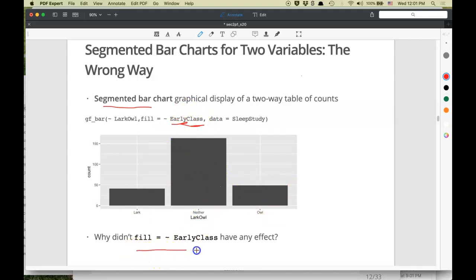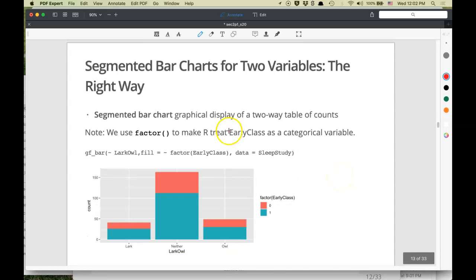So why didn't fill have any effect? Well, recall that early class was not yes or no. It was coded as a 0 or 1 variable. And because of that, R sees a number and treats it as a number. And this graph is not well defined for having a numerical value, so it just kind of ignores that. So here's the fix that you're going to need to use whenever you have a case like this that's not a character variable and not recognized as a categorical variable.